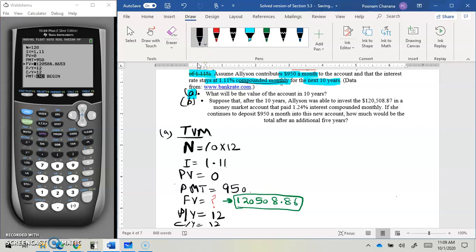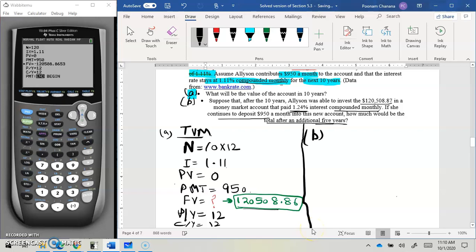Suppose that after 10 years, Allison receives this much amount in a money market account that pays. Now she saved this much, right? Do you see? This is the same number. So she puts this money market that paid 1.24%. Now she takes that money, puts into an account which pays 1.24. She finds another account, compounded monthly. If she continues to deposit 950 a month into the new account, how much would she make total after additional 5 years? So let's do that.